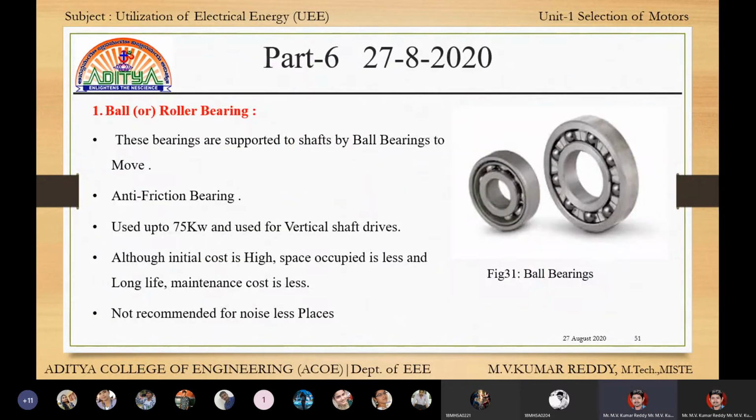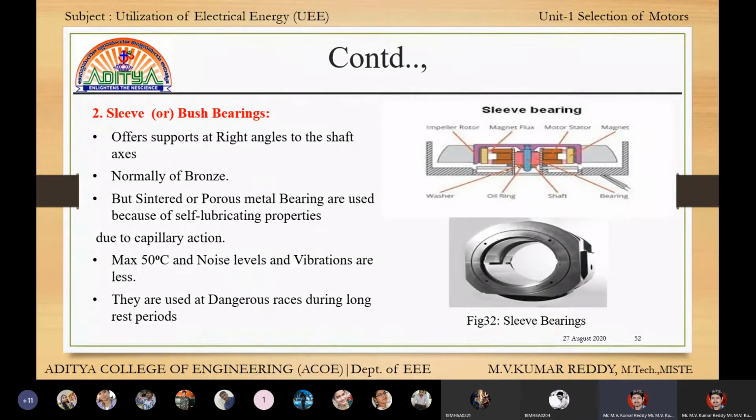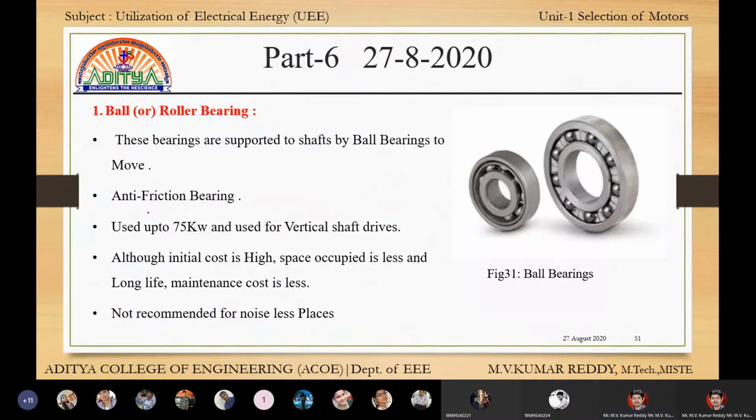Ball bearings are also called anti-frictional bearings. These are used up to 75 kilowatts, and they are used in a vertical direction.